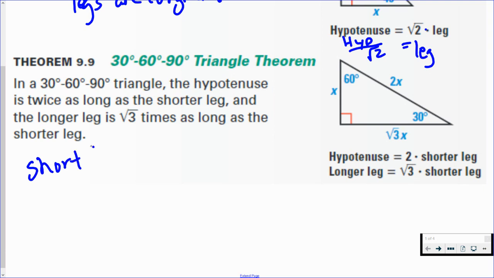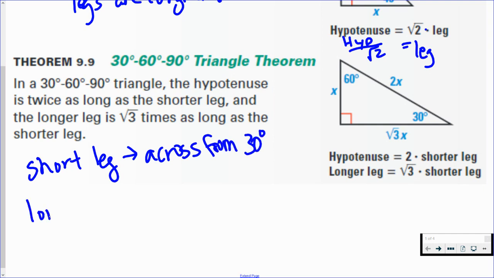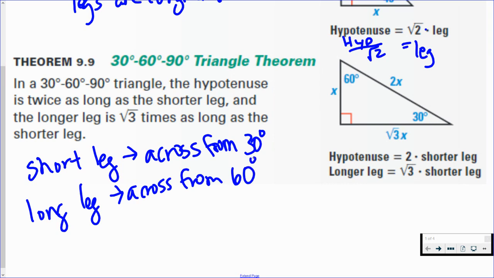Okay, so might be good to write down: short leg is across from the 30-degree angle, and the longer leg is across from the 60-degree angle, which makes sense. Remember, with triangles, the biggest side is across from the biggest angle, and so these work as well as far as your legs. Your shortest leg is going to be across from the smaller angle, and then the longer leg is going to be across from the larger of the acute angles.